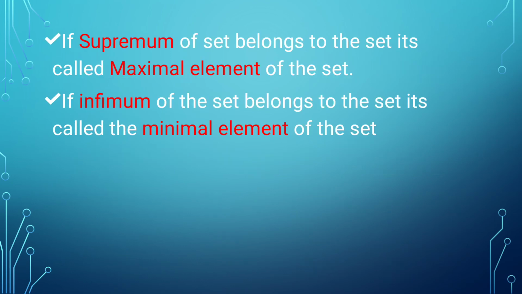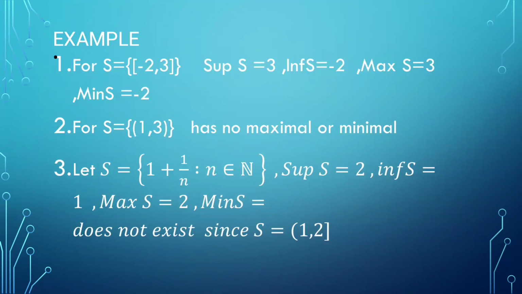Okay, so if the supremum of a set belongs to the set, then you say you have a maximal element of the set. So this is the greatest upper bound. Then if the infimum of a set belongs to the set, then you say you have the minimum element of the set.